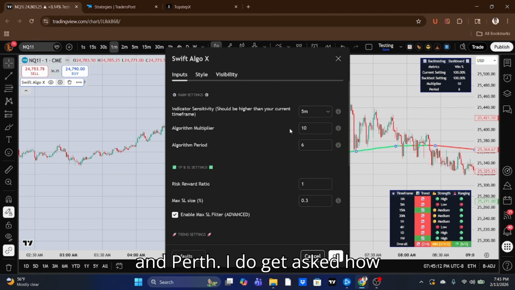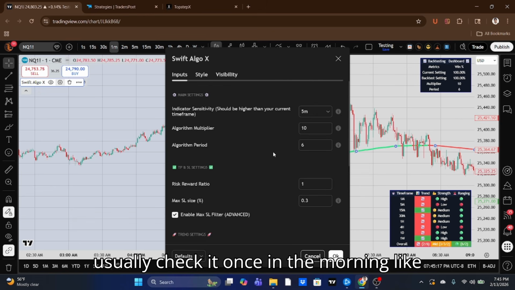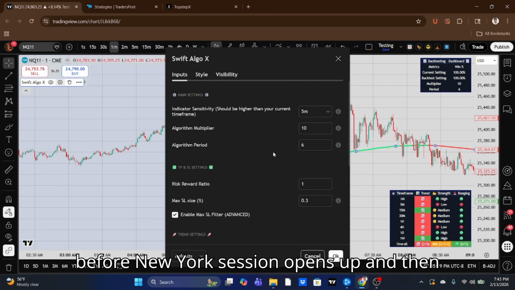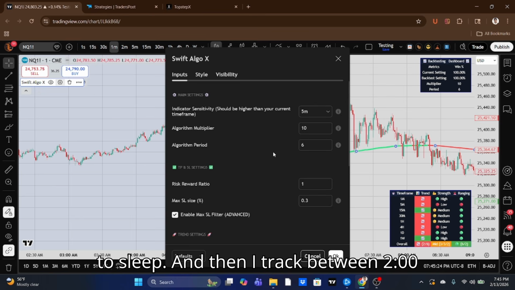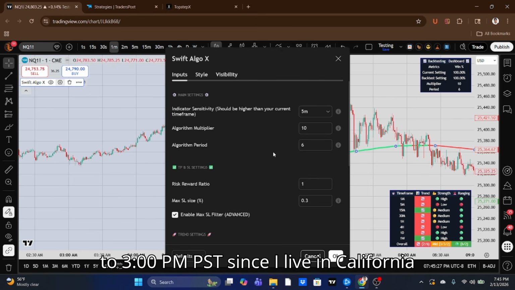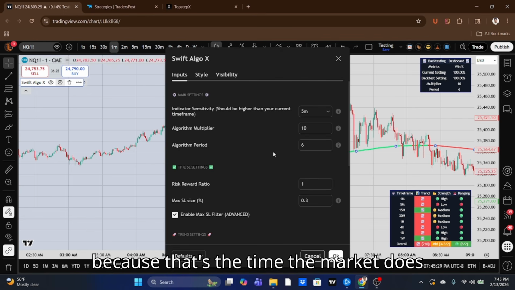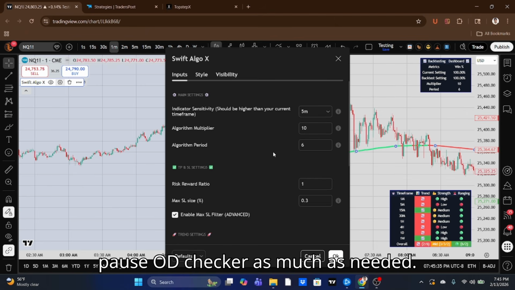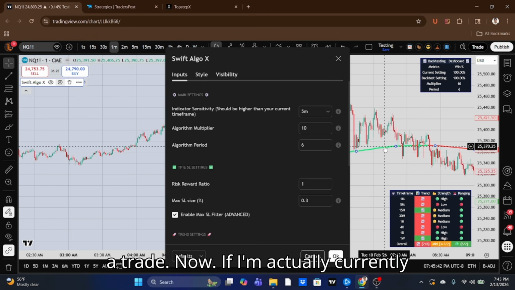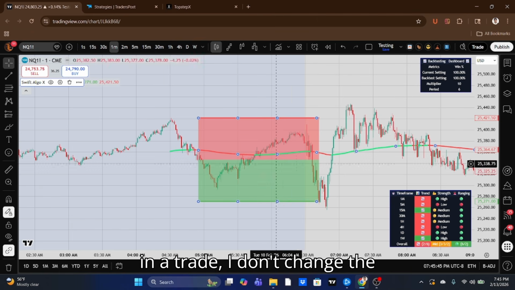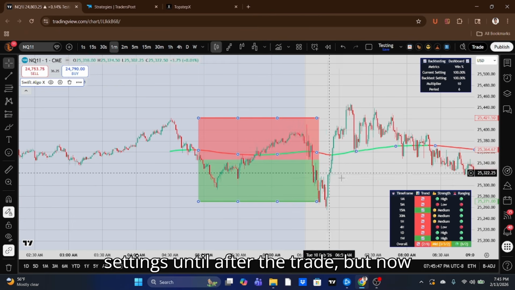Input. I do get asked, how often do I update this? I usually check it once in the morning, before the New York session opens, then at nighttime before I go to sleep, and then between 2 to 3 p.m. PST, since I live in California, because that's when the market closes for the 1 hour pause. I check it as much as needed, and I only update these settings as long as I'm not in a trade. If I'm currently in a trade, I don't change the settings until after the trade.